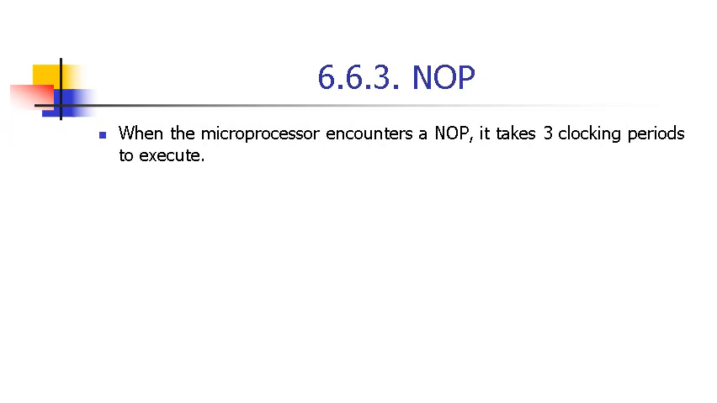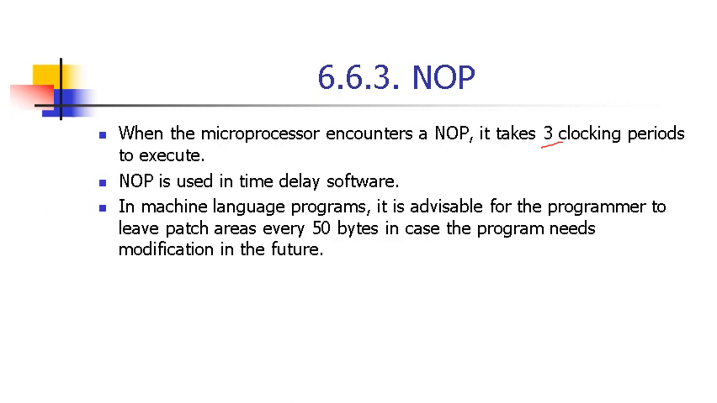No operation, it takes 3 clock cycles for your system to get delayed. So whenever this NOP is executed, is handled, your system will do nothing through 3 clock cycles. Then it will resume execution, and it is usually used to delay your software.